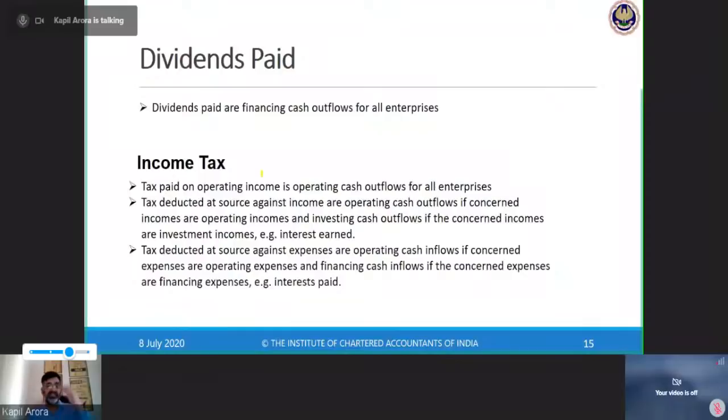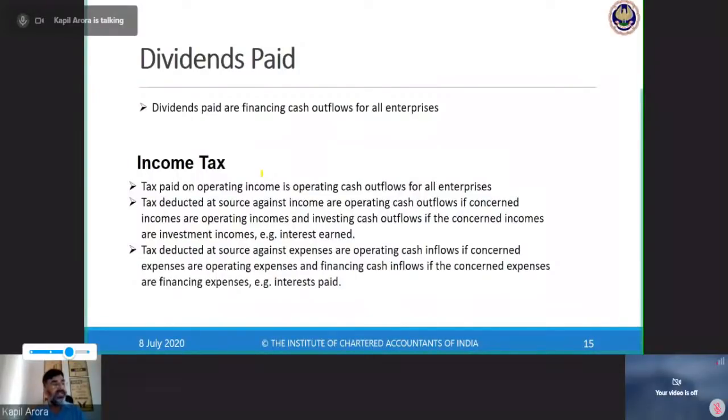That is part of their investment. Oh, sorry, that is part of their operations. Anything which is related to their operations, everything would be treated as operating activities.